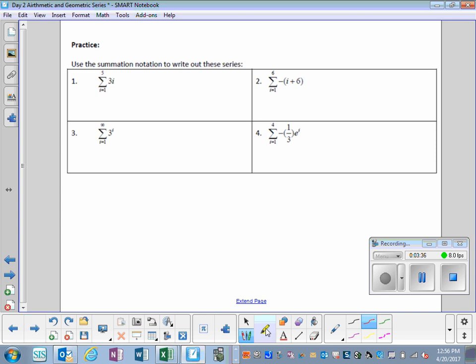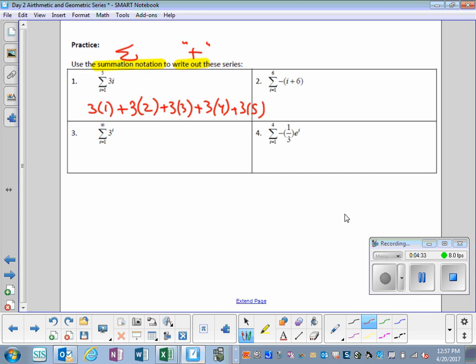The first type of question: use the summation notation to write out the series. Writing out means we have to have the pluses, A1 plus A2 plus A3, and so on. So you see the sum of 3i with i from 1 to 5. The formula is 3 times i. From i equals 1, it's 3 times 1, plus, if i equals 2, 3 times 2, plus 3 times 3 plus 3 times 4 plus 3 times 5. I stop here because my last term to include in the sum is 5.